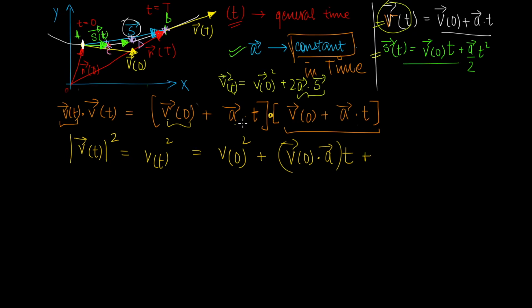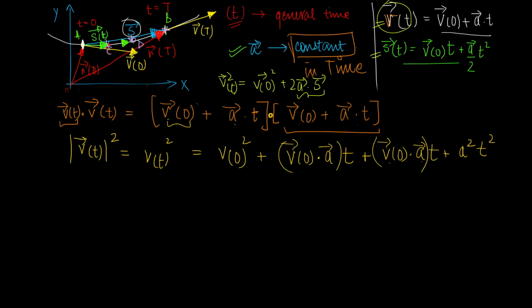What about the next term? Well, the next term is this dotted with this, which, very much like the previous term, is the same. So this is like v of 0 dot a times t. Remember, a dot v is the same as v dot a because that's a scalar term, and so it doesn't really matter how we write it. What about the last term? Well, the last term is a dotted with a, so that's a square. Again, we're only measuring the magnitude because it's dotted with itself. What about t? Well, the t multiplies with itself to give you t squared. There's no harm in that.